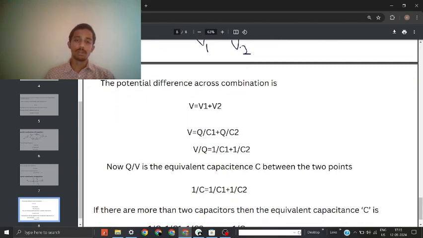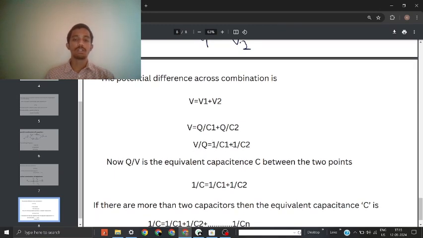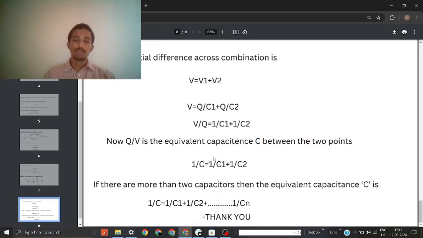So now if we bring the Q to the denominator on the LHS, we get V by Q is equal to 1 by C1 plus 1 by C2. We know that Q by V is the equivalent capacitance C between the two points. Now instead of V by Q, we can write 1 by C, and this C is the effective capacitance of the series combination. So we got 1 by C is equal to 1 by C1 plus 1 by C2.